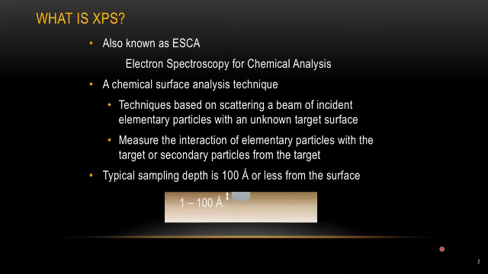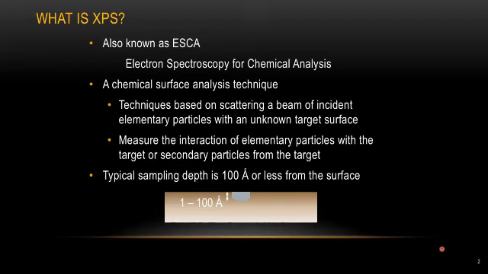So what is XPS? XPS is also known as ESCA, which stands for electron spectroscopy for chemical analysis. So it's basically a non-destructive chemical analysis technique. For chemical analysis, we're going to scatter a beam of incident elementary particles onto your sample surface. By measuring the interaction of the elementary particle with your sample, and also all the secondary particles from your sample, we can try to answer a few questions, such as what is the elemental and chemical composition on your surface, what is the structural arrangement of the surface atoms, and what are the electronic properties of the surface. By answering these questions, we can generate some quantification information about your surface.